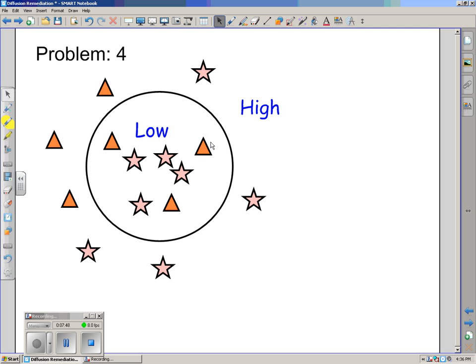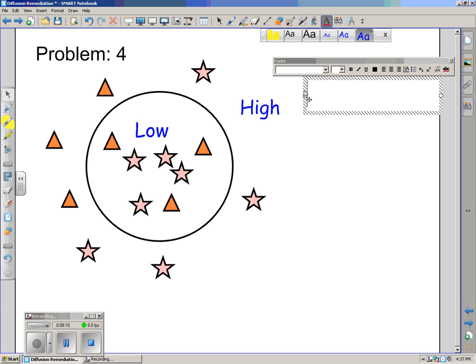So now our orange ones, 1, 2, 3, 1, 2, 3, are at equilibrium. Let's check out our stars. 1, 2, 3, 4 on the outside. 1, 2, 3, 4 on the inside. Hey, we don't have to do anything with the stars. So in this case, for our triangles, we'd say that it went inside, right? And there was 3 of them for our triangles.